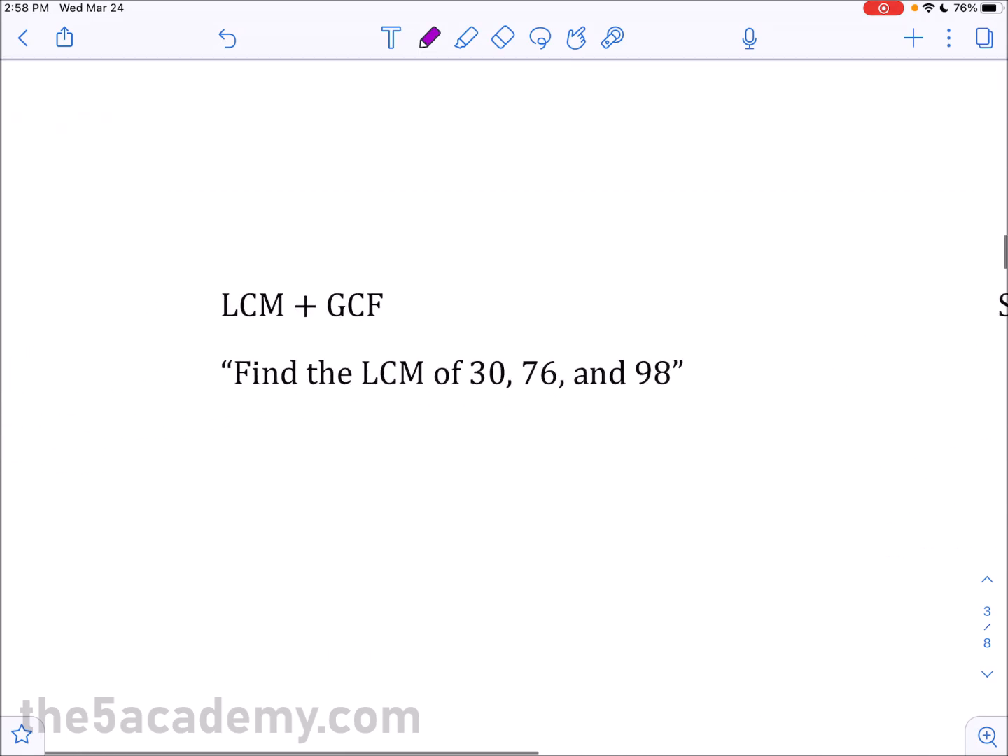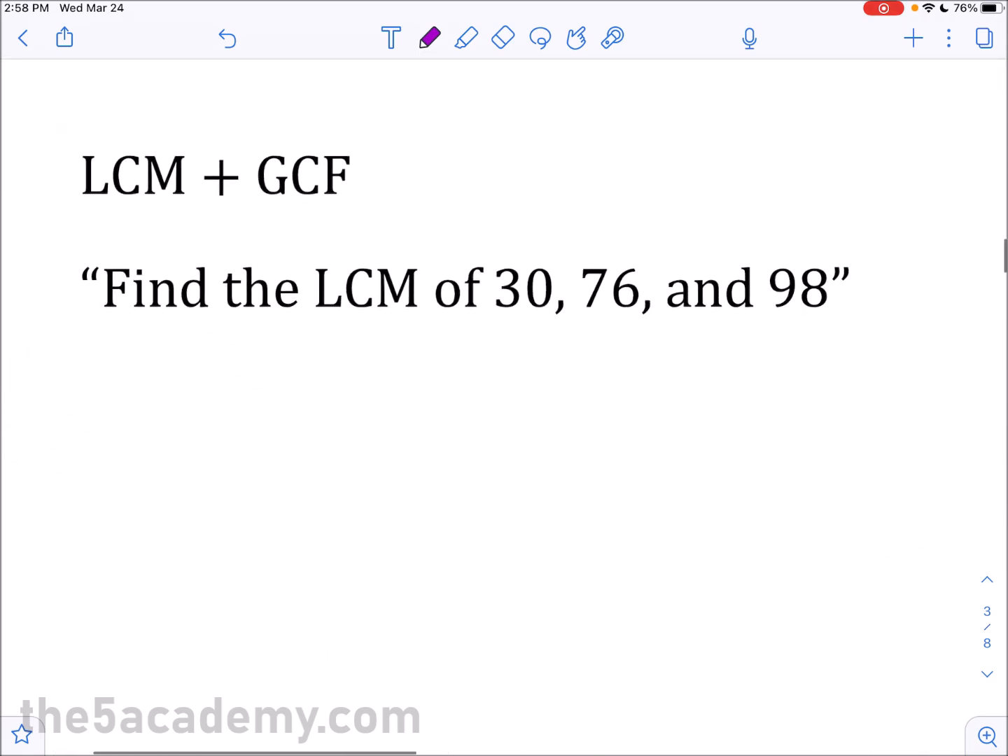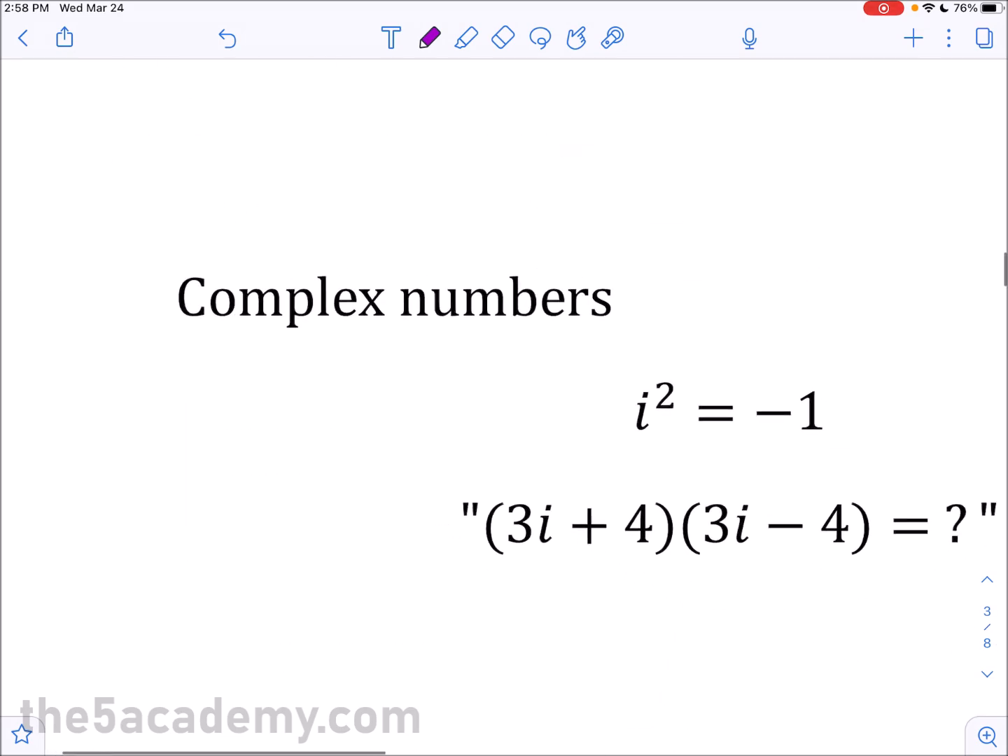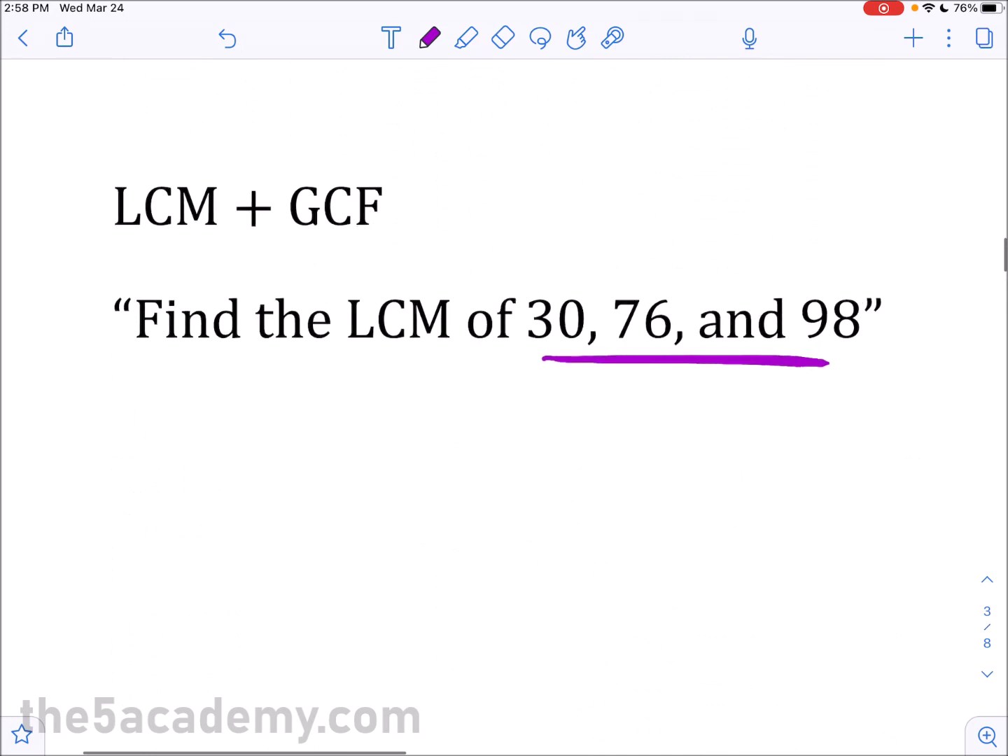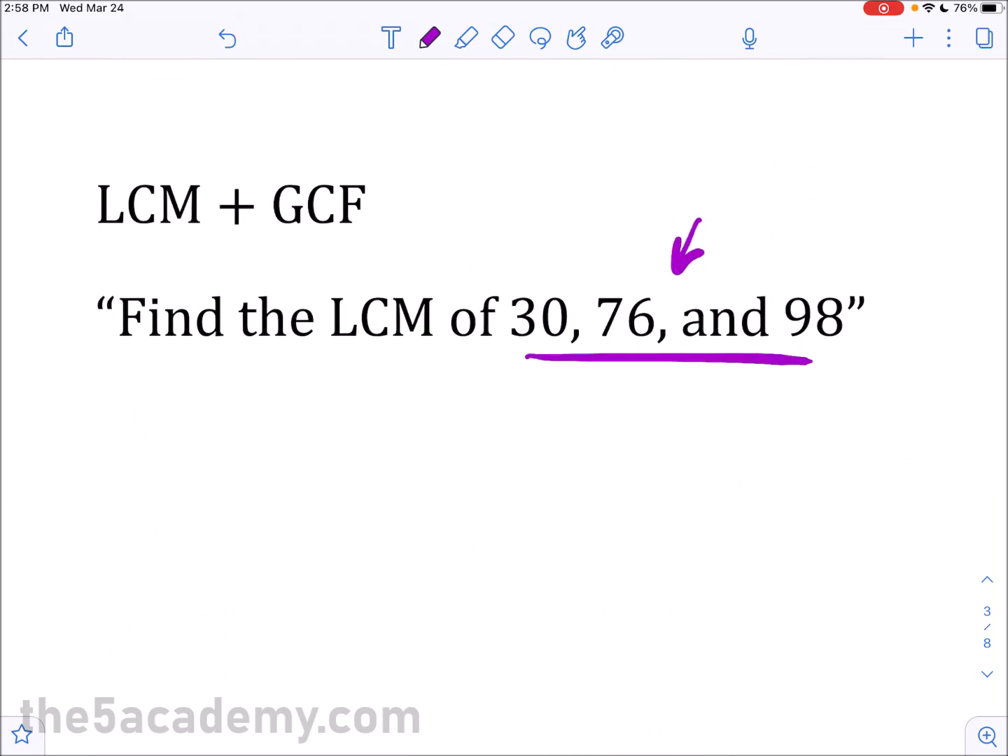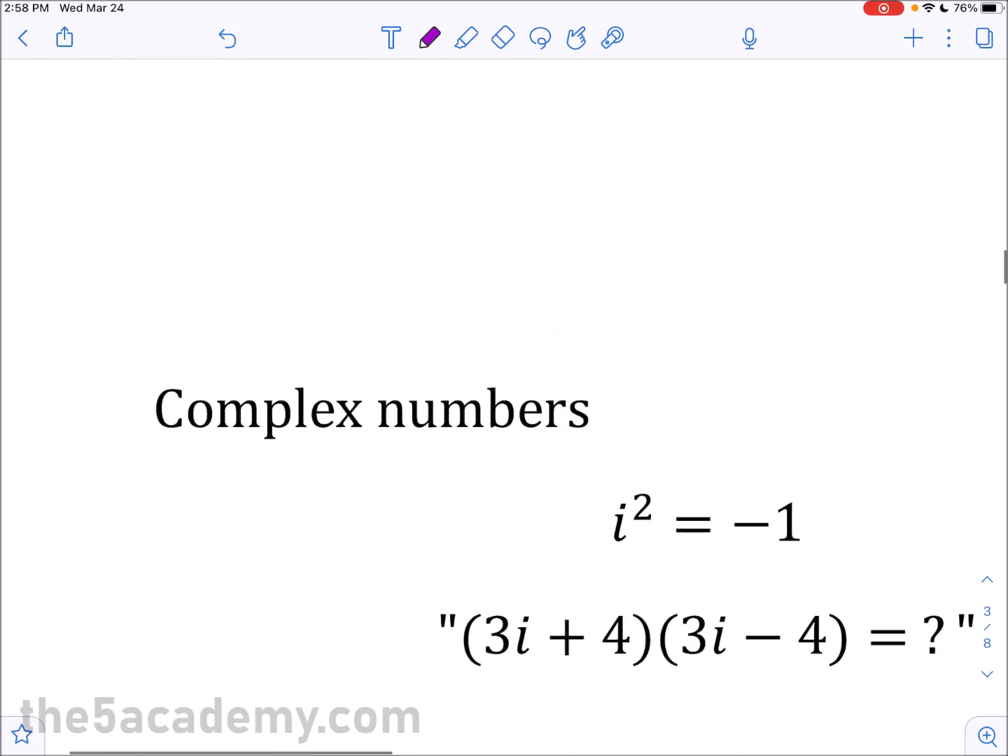Pretty straightforward. Least common multiple and greatest common factor. Classic problem is this. There are many different ways to do it. I don't have the time to go through it here, but this is something that we need to be able to do on the ACT exam. I could also ask you to find the greatest common factor of this, which is just, in this case, it would just be the largest number that all of these are divisible by. I think it's 2 probably.